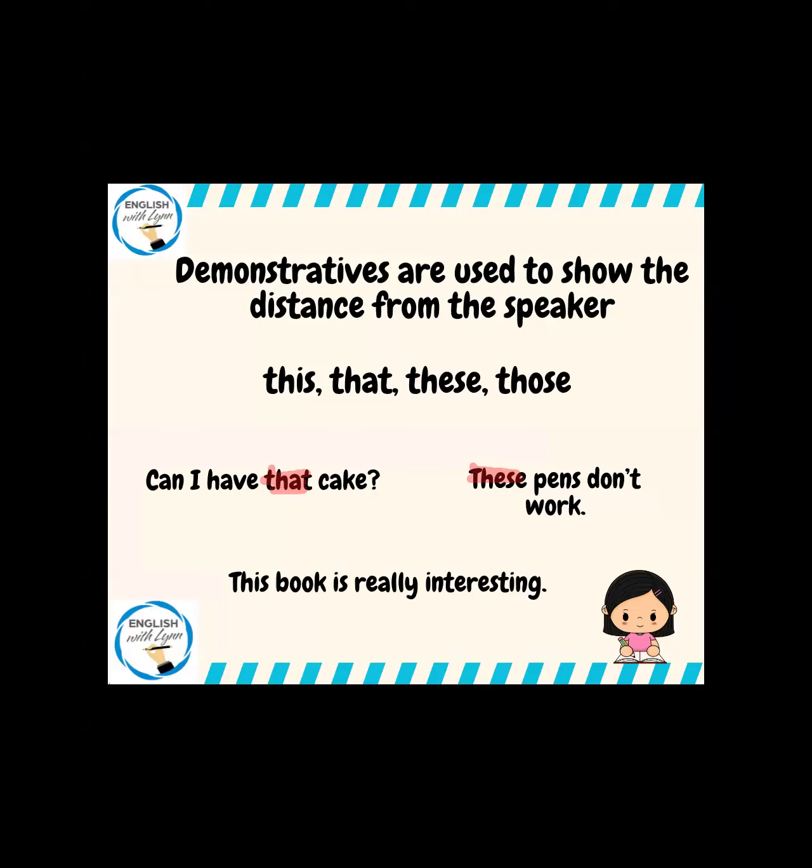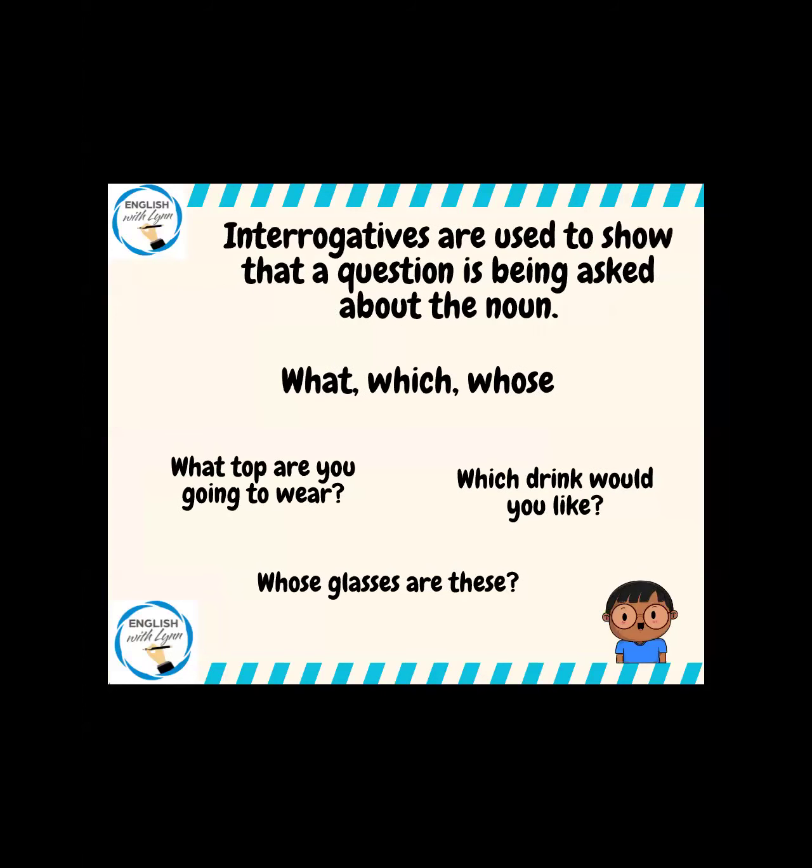And the final one, this book. So the demonstrative is telling us which book the reader is speaking about. And this means it's a singular book that is close to the speaker. So it's likely that you would have the book in your hand as you are telling the other person, this book is interesting. And then the final group that we are going to look at this afternoon, interrogatives.